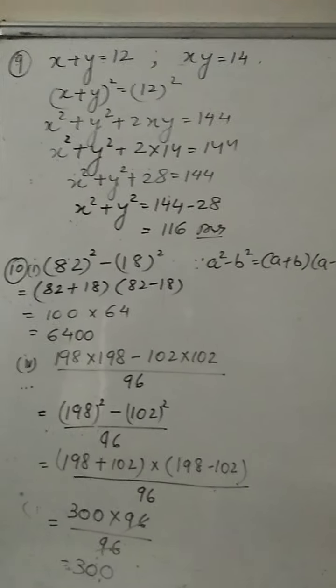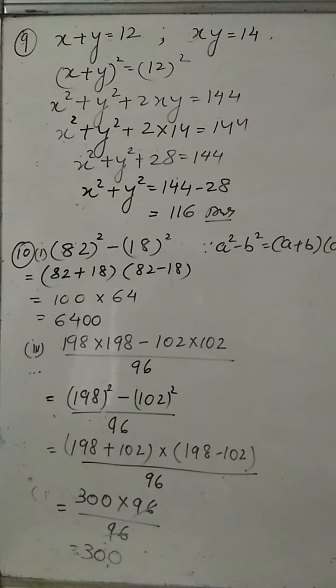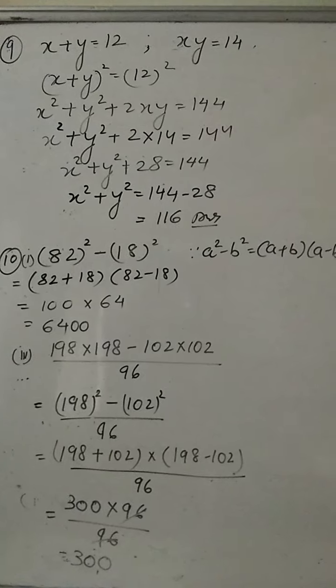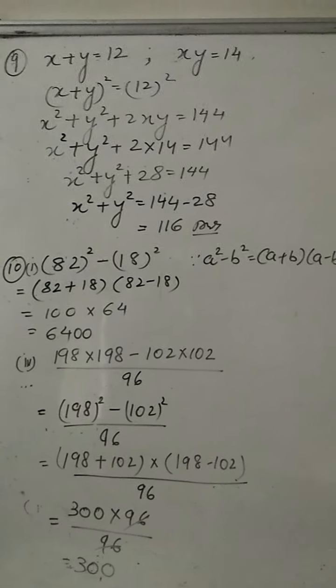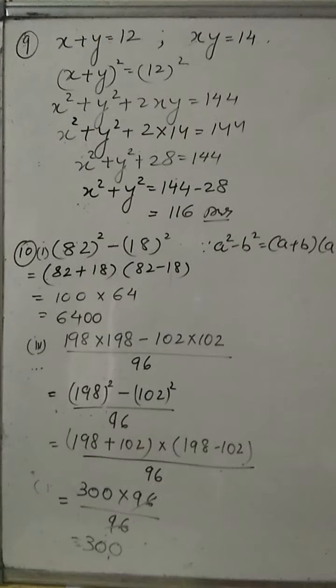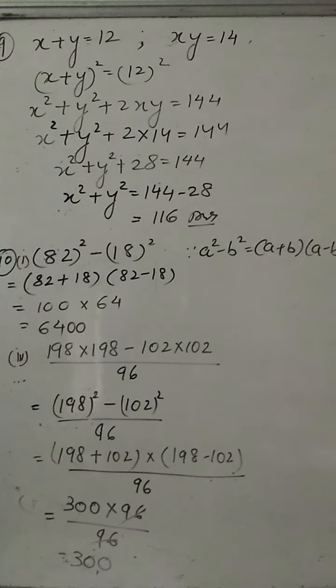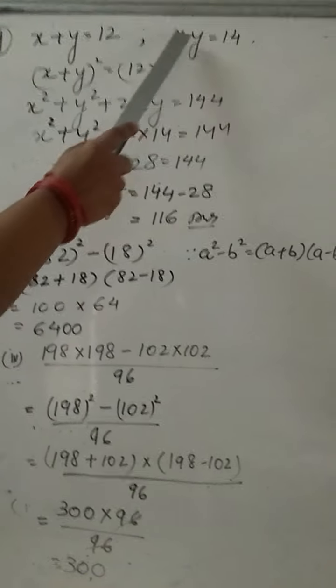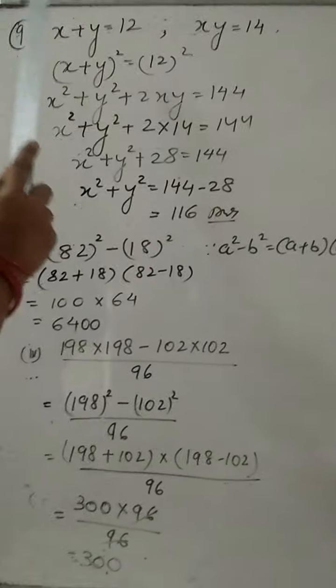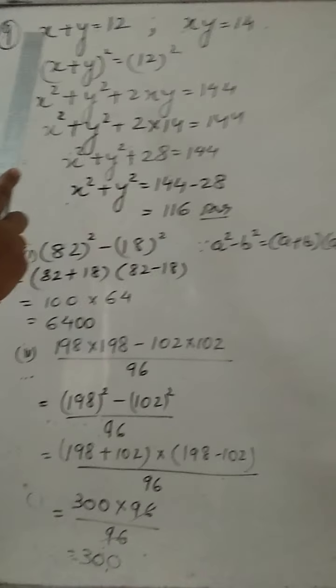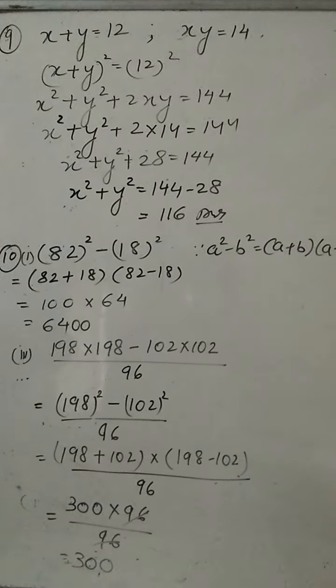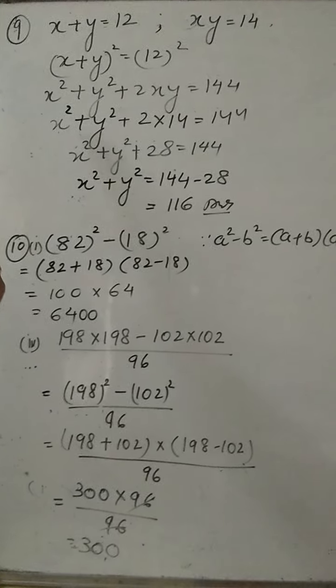Now question number 14. It is given x plus y is equal to 12 and the value of xy is equal to 14, and you have to calculate x square plus y square. This is given, you have to calculate what x square plus y square is. So first refer to the book for the question.